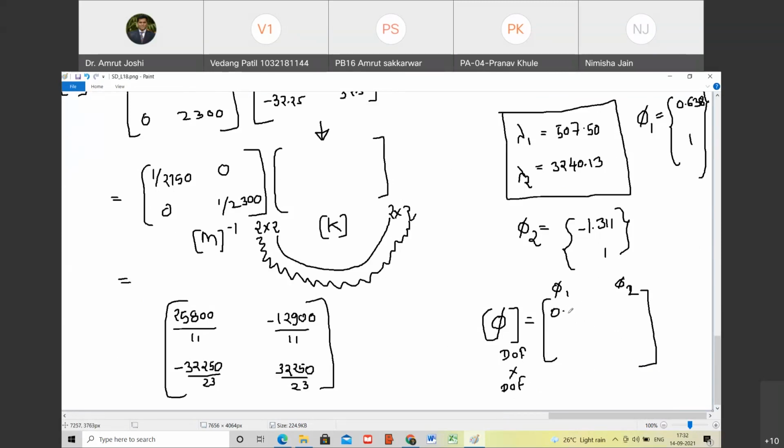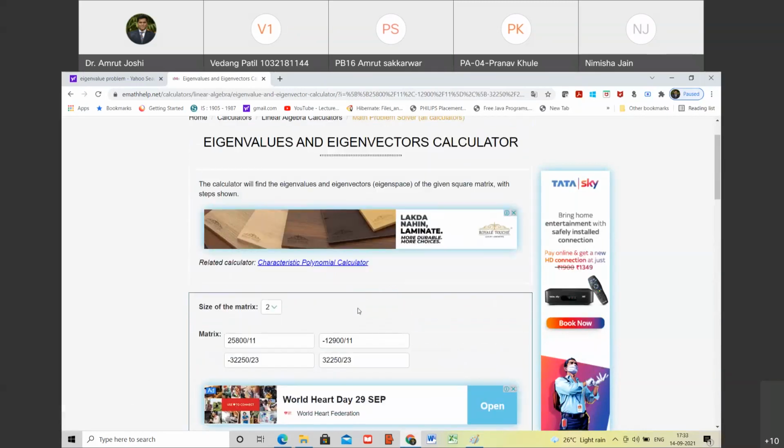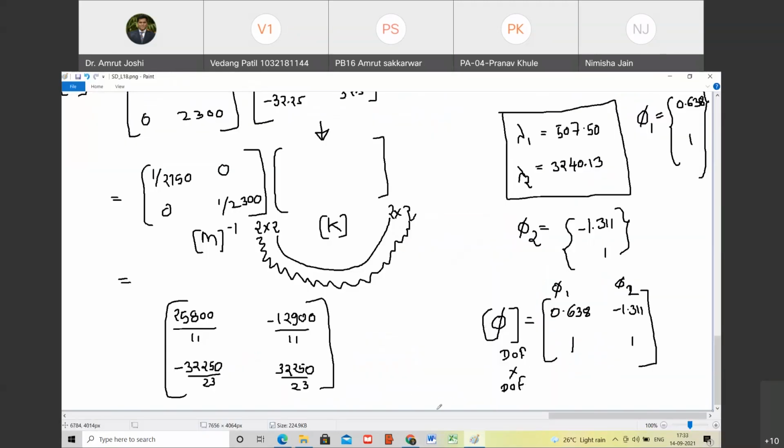Yes, it is 0.638, 1, minus 1.311, 1. Happy? I hope I have not made any error. I believe that these calculations are correct. Anyway, now, why did we find out this phi matrix in the first place? So now I am going to tell you its importance.